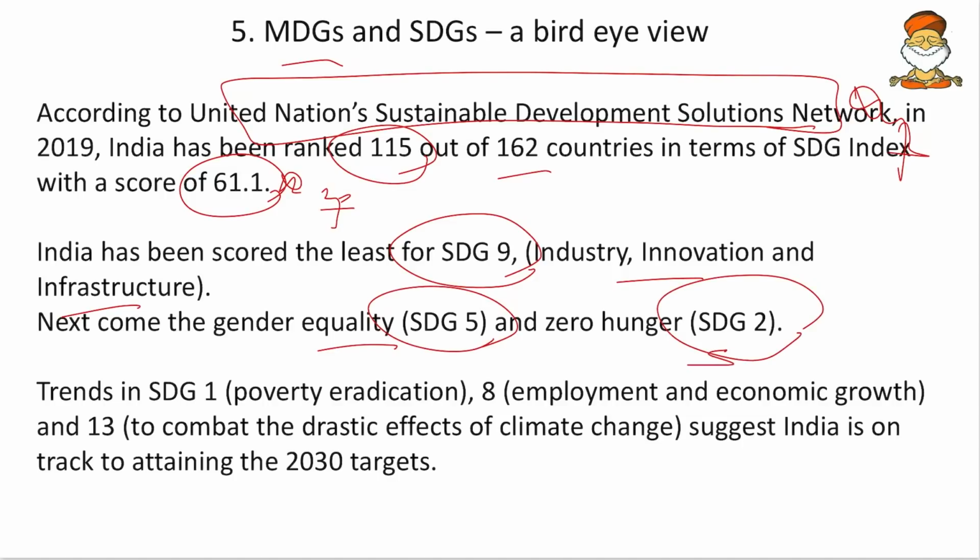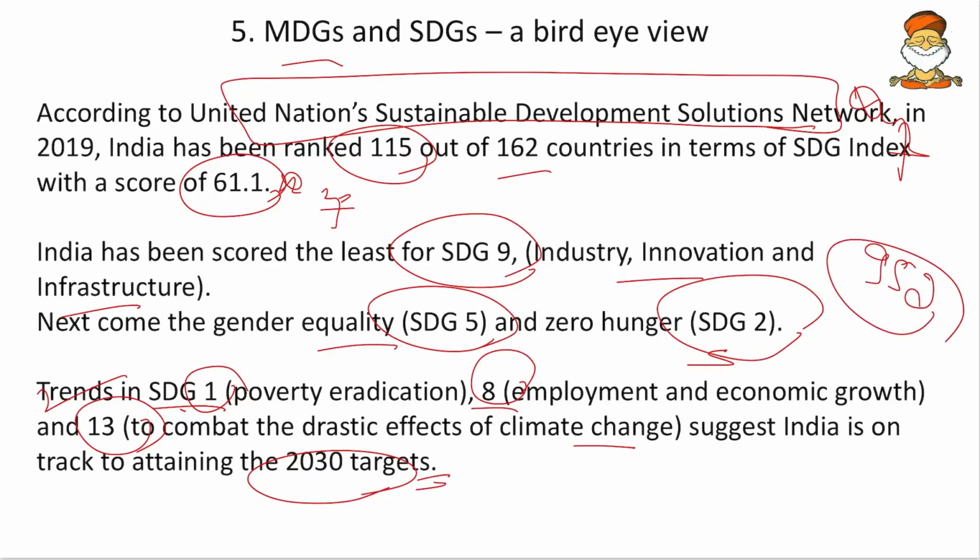So we are abysmally low in rankings in all these. And the trends in SDG 1, that is poverty eradication, SDG 8, that is employment and economic growth, and SDG 13, that is to combat the drastic effects of climate change, show that in all these we are progressing faster in reaching those targets. So remember 1, 8 and 13 for better improvement, and remember 9, 5 and 2. So remember 952 for bad ranking, remember 1813 for good rankings.